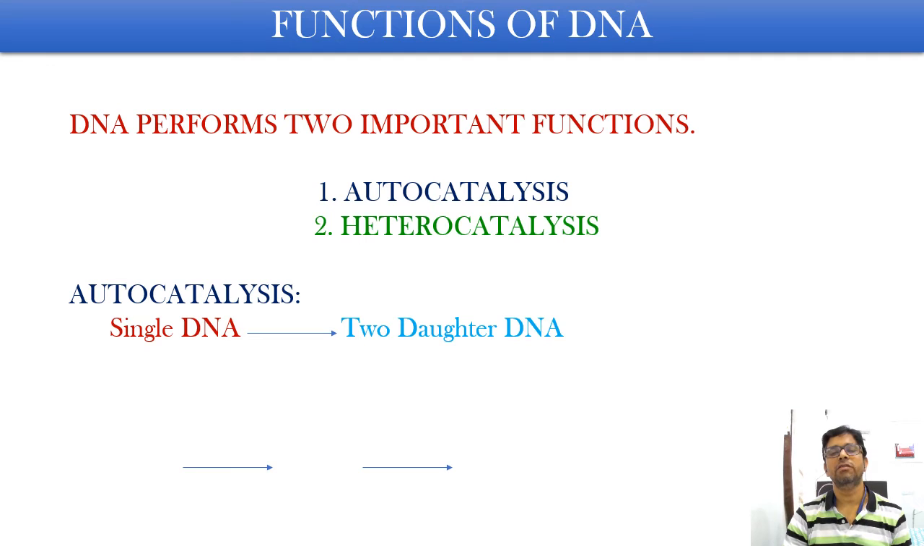DNA replicates by means of a semi-conservative mechanism. As a result, daughter DNA molecules contain one old strand, which is the parent strand, and one newly synthesized strand. So this mechanism is called the semi-conservative mechanism.